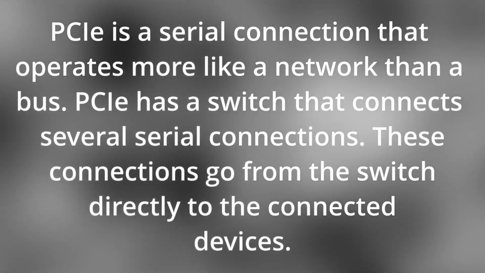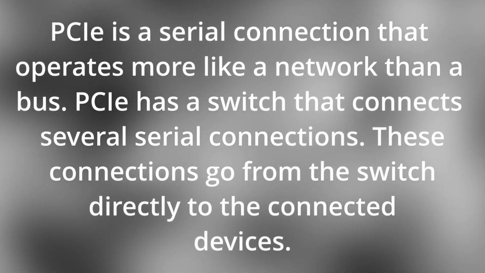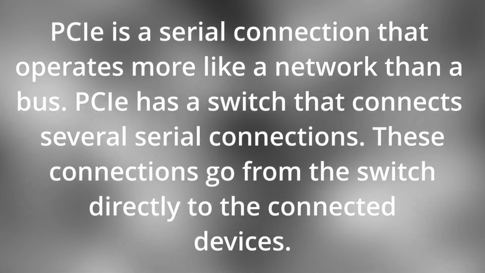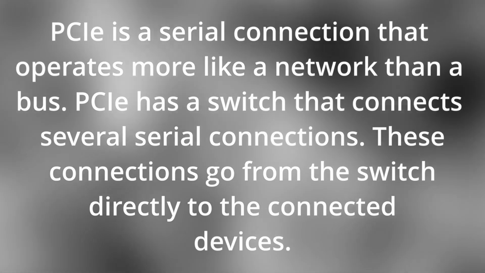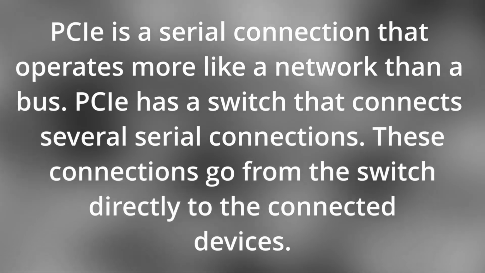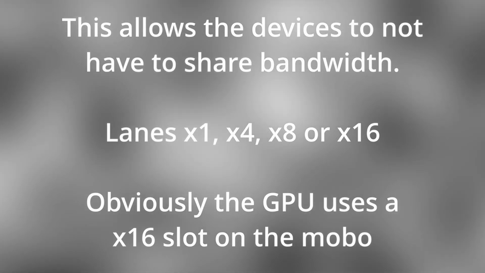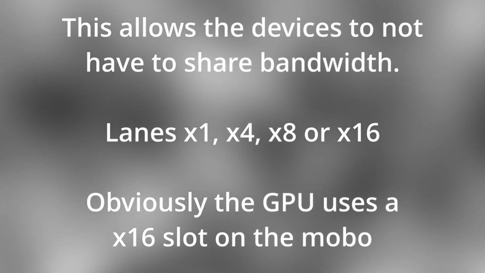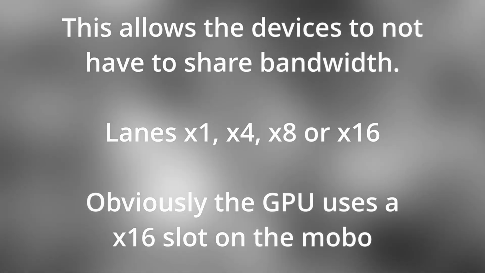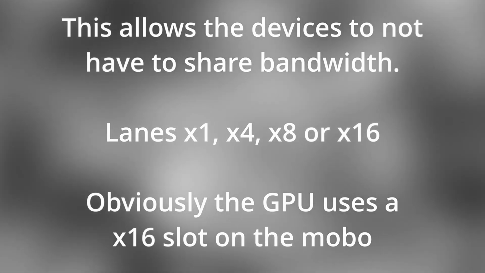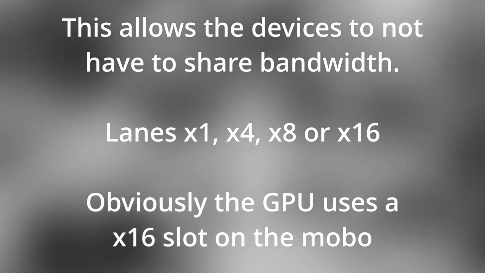PCIe works by sending data packets over a series of serial lanes instead of the parallel buses used by older standards. This allows for much higher data transfer rates, with the number of lanes determining the maximum theoretical bandwidth of the connection. The most common configurations are x1, x4, x8, and x16, where the number represents the number of lanes in the connection.